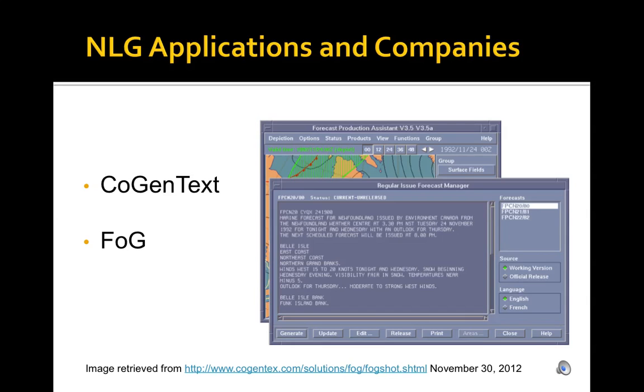Another company is called CoGenTex and is located in Ithaca, New York. According to their website, the company focuses particularly on web-based applications. A solution listed in their portfolio, FOG, is referenced a lot in the natural language generation literature. As part of a Canadian product called Forecaster's Production Assistant, FOG generates textual weather reports in English and in French.